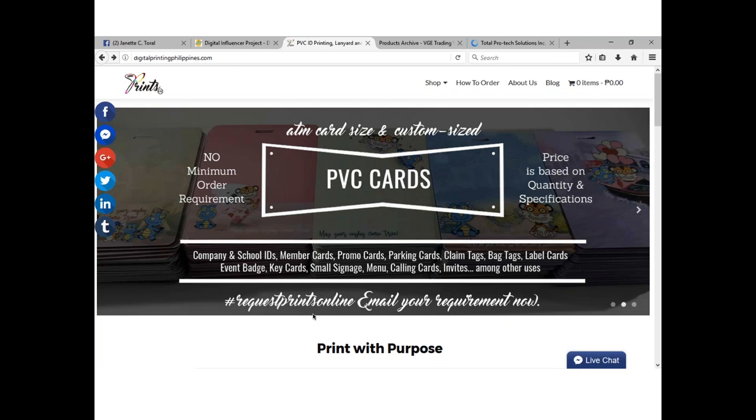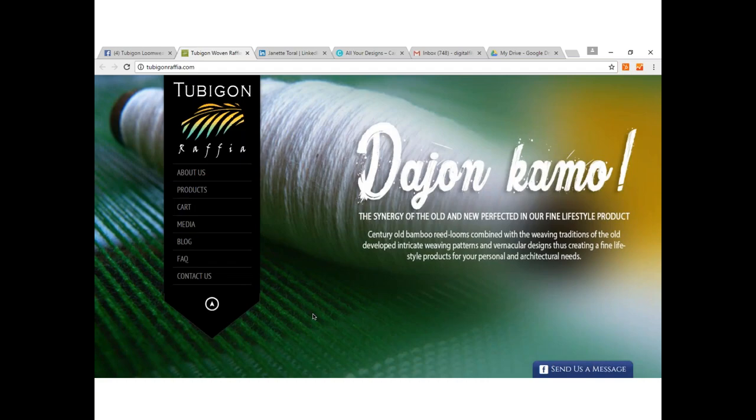We also encountered a husband and wife team doing business card printing, ID printing, among others, and they usually outsource this. And they have clients from all over the Philippines ordering from them for their requirements. This one is from Bohol.